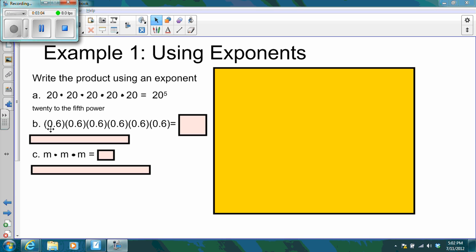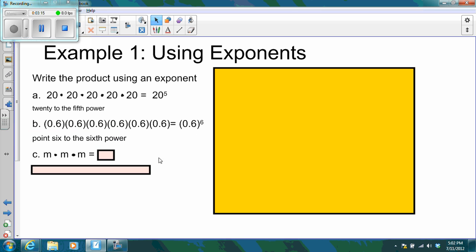So in this case, we have 0.6 times 0.6 times 0.6, and so on, and there's 6 of them. So our exponent would be written as 0.6 to the 6th, and that's exactly how it's read. You can either say 0.6 to the 6th or 0.6 to the 6th power. And here we have an example using a variable, which is the same thing, because remember, a variable represents a specific number. So m times m times m is the same thing as m to the 3rd, so we can write it as m to the 3rd power, or you could write it as m cubed.